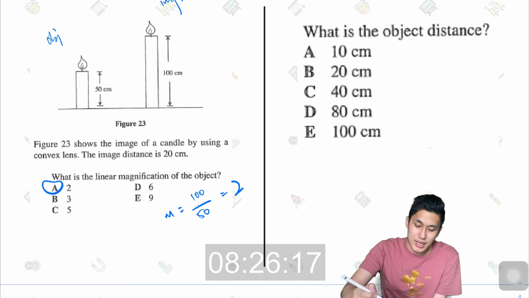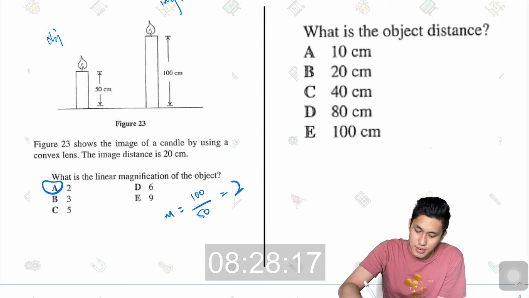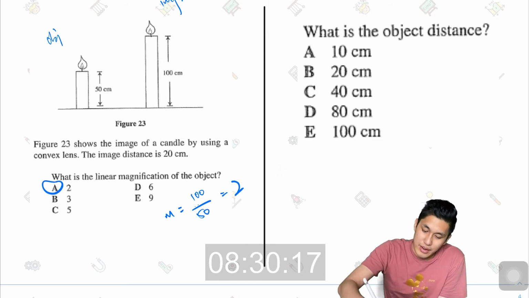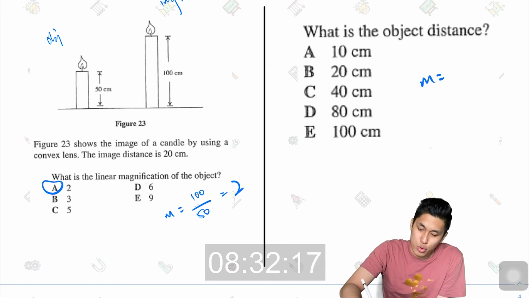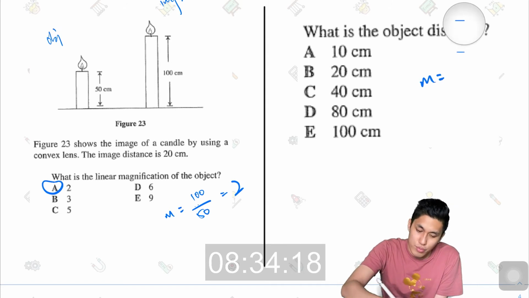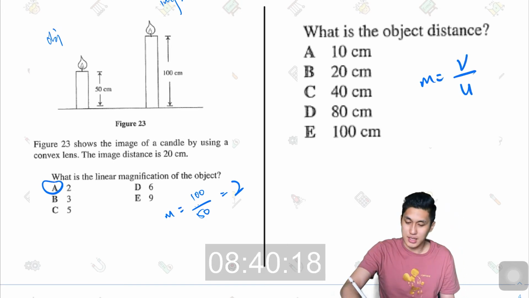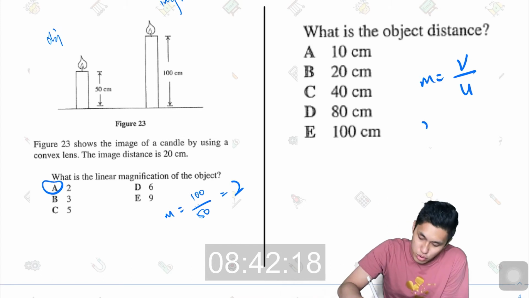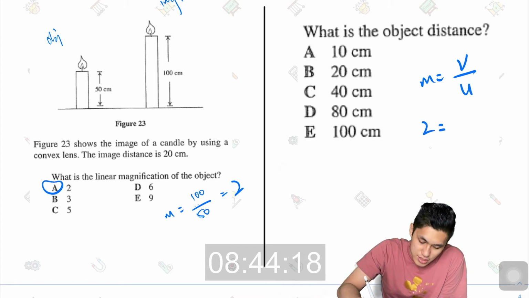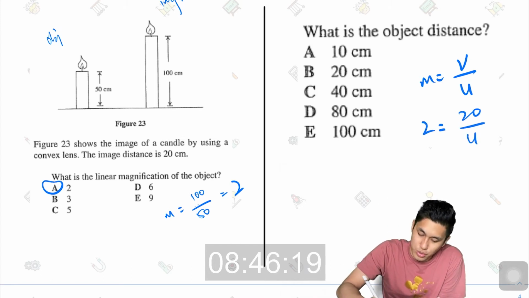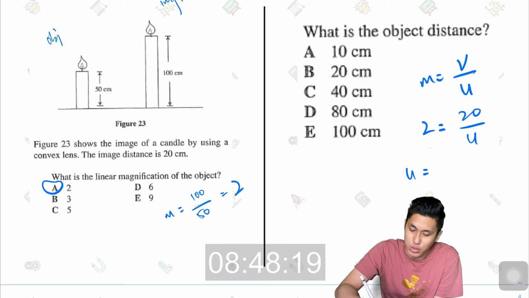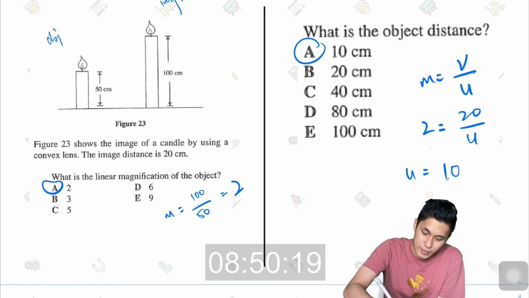So what is the object distance? Now, since magnification is also equal to v over u, image distance divided by object distance, 2 is equal to the image distance, which is 20 cm, over u. So what is u? u will be 20 divided by 2, which is 10.